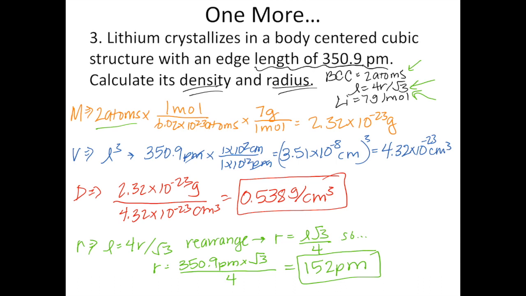All right, so radius, I have to rearrange my length equation. So I got to multiply both sides by the square root of 3 and then divide by 4. So rearranged, I get this guy. So I just plug in my length, which I was given in the problem, and I multiply by root 3 and divide by 4, and I get 152 picometers. This you can just leave in picometers because it's all good.